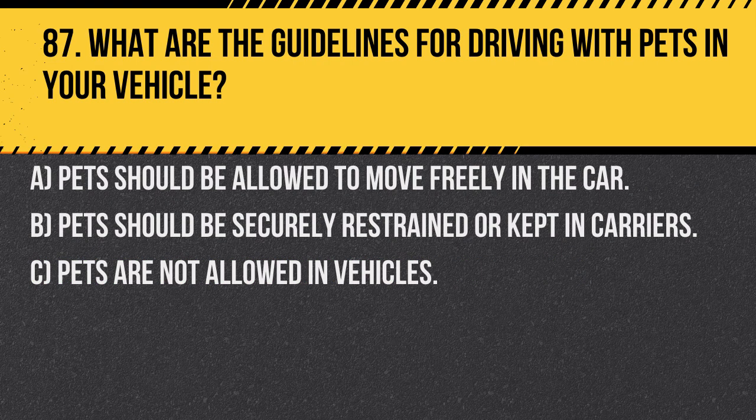Question 87. What are the guidelines for driving with pets in your vehicle? A. Pets should be allowed to move freely in the car. B. Pets should be securely restrained or kept in carriers. C. Pets are not allowed in vehicles. Answer: B. Pets should be securely restrained or kept in carriers. This ensures the safety of both the pets and passengers and prevents pets from causing distractions.